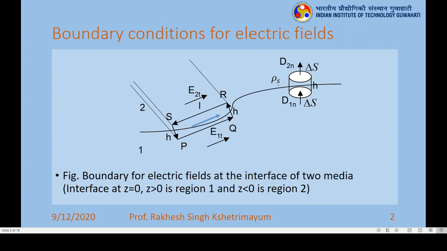First, this is the x-axis, this is the y-axis, and this is our z-axis. The interface is at z equal to 0. Region 1 is when z is greater than 0. Region 2 is when z is less than 0. We have an interface at z equal to 0, and we'll consider a closed contour P, Q, R, S, P, which is in the xy plane at z equal to 0.